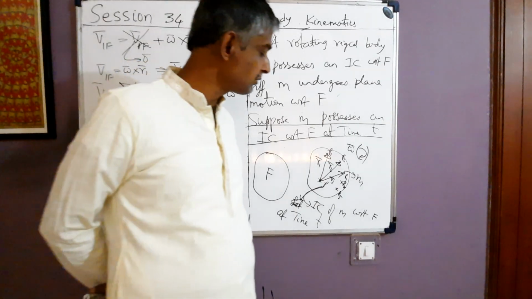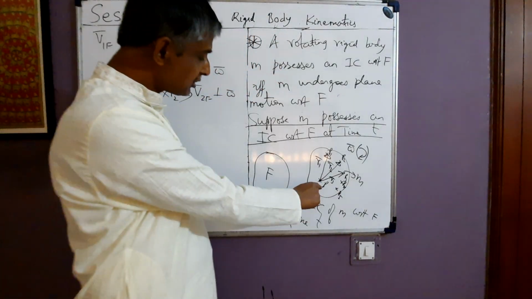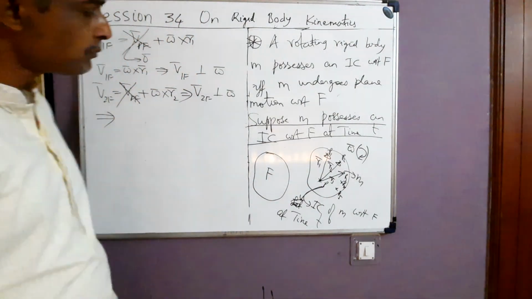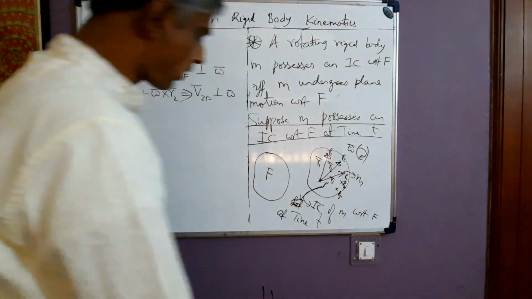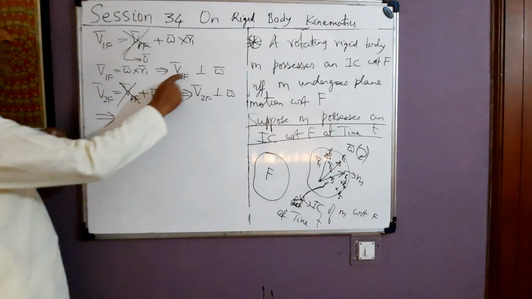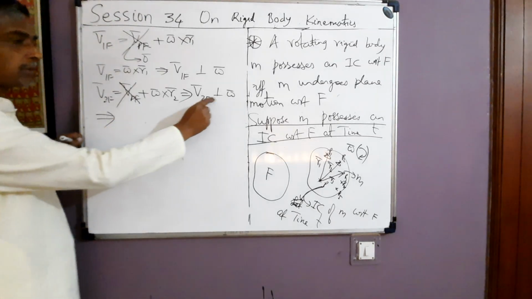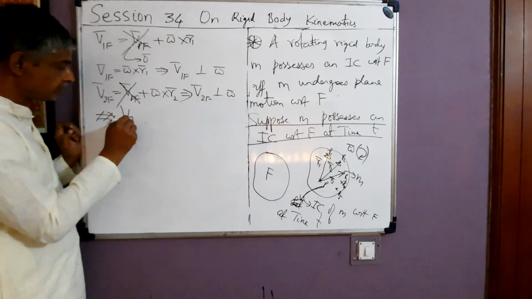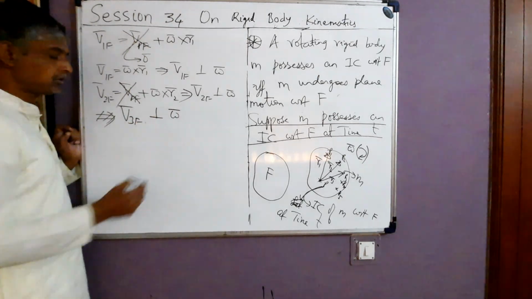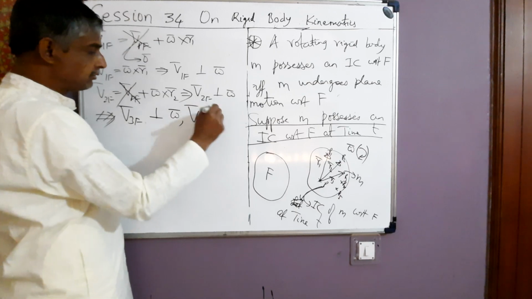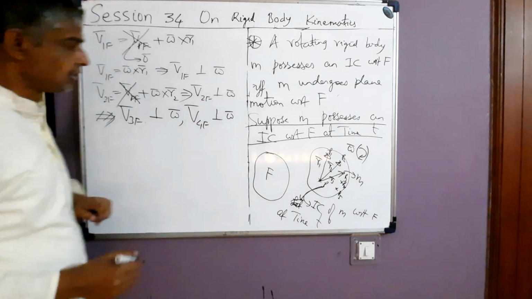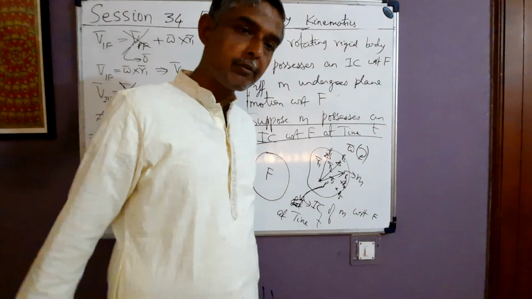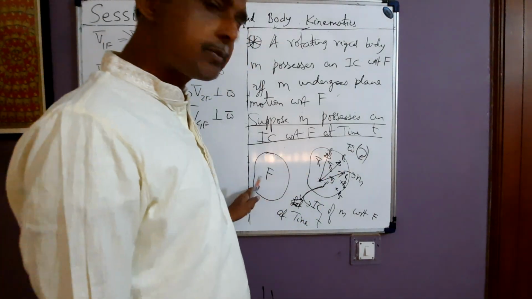So what does this imply? If M undergoes plane motion with respect to F, if M possesses an IC with respect to F, then it means that V1F is perpendicular to omega, V2F is also perpendicular to omega, and similarly for other locations of M. V3F is also perpendicular to omega. V4F is also perpendicular to omega. So this means that at any instant of time, velocities of all the locations of M with respect to F are perpendicular to its angular velocity vector with respect to F.